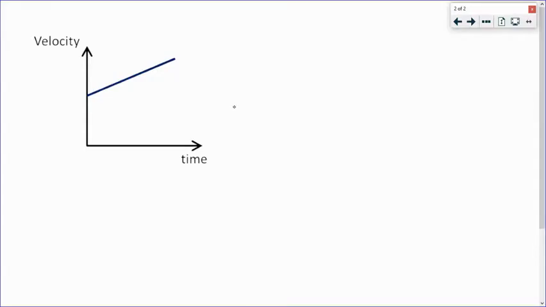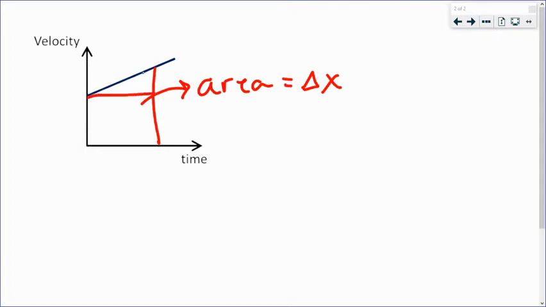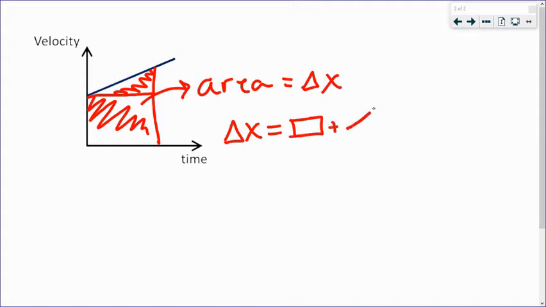Our second equation of motion also comes from our understanding of a velocity-time graph. Remember that the area underneath a velocity-time graph is always equal to the change in position or the displacement of an object. That means if I want to find the displacement, or delta x, for my object, I simply need to find the area under the graph. In this case, I will divide this area into the area of a triangle plus the area of a rectangle. I'll write it this way. The change in position is the area of this rectangle plus the area of the triangle.